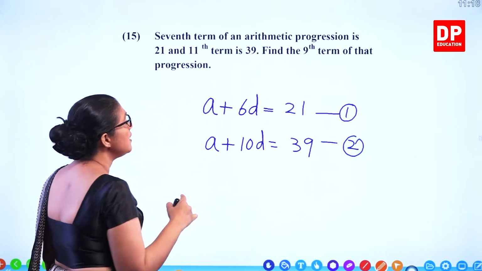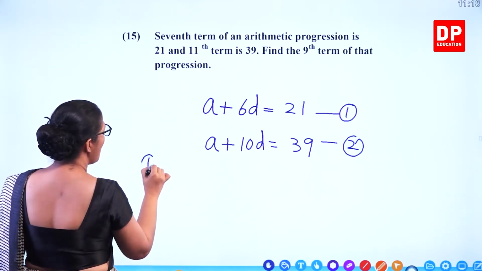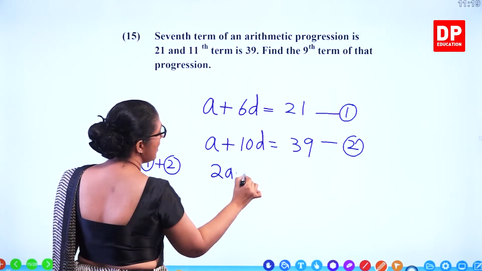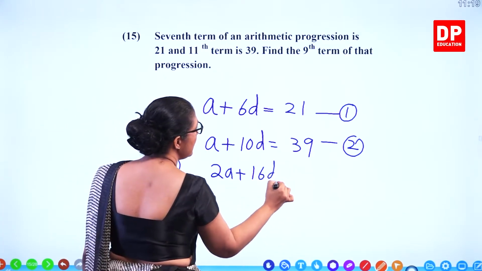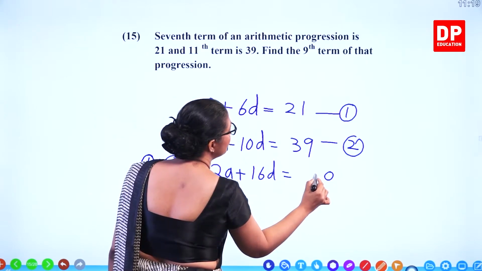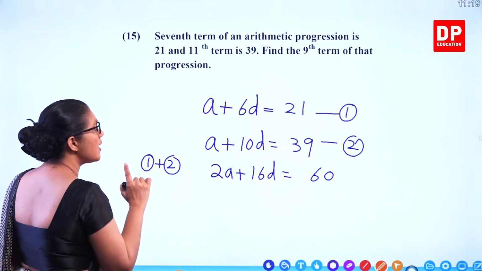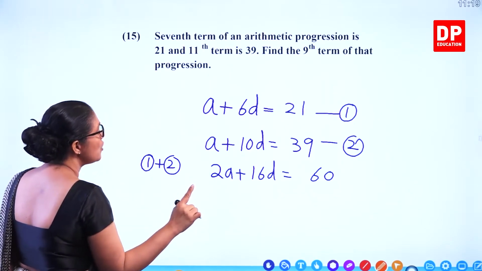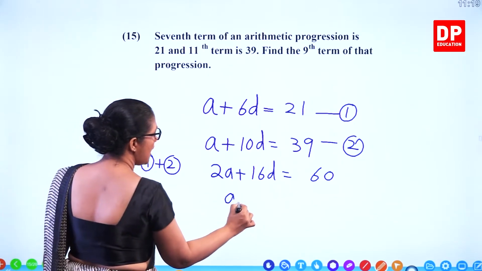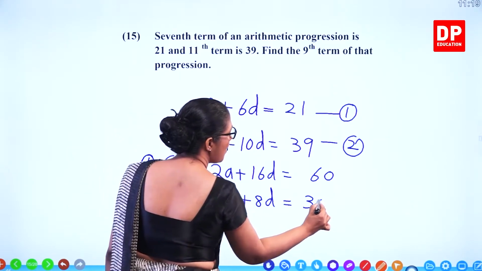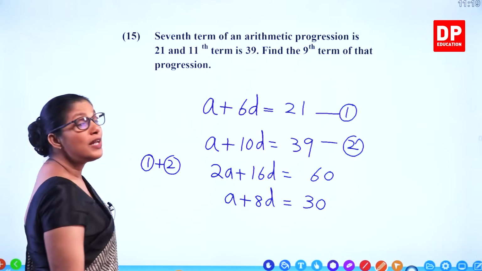So we'll just add it and see. 1 plus 2, you get 2A plus 16D equals 60. Divide the whole thing by 2. You get A plus 8D equals 30. 60 divided by 2. Now you need the 9th term.